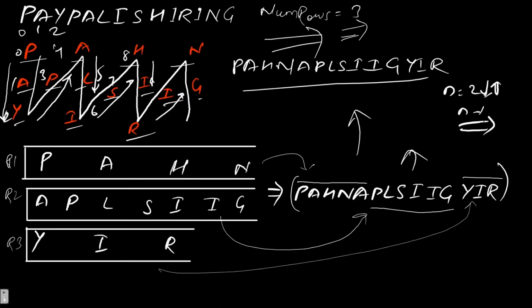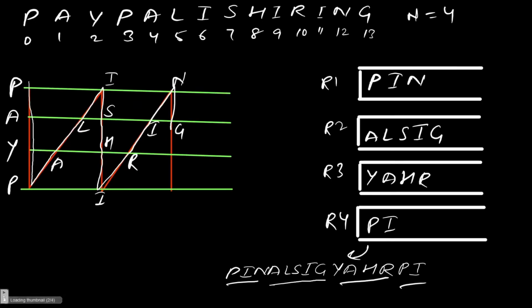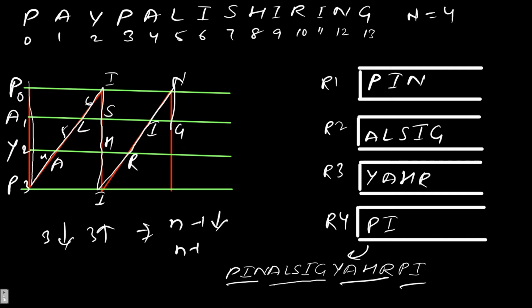Let's check the same for n equal to 4. We can see that from the zeroth character we are moving 0 to 1, 2, 3, three times downwards. Again we can check, we are moving upward how many times? 4, 5, 6, again three times upward. So we can say that we are moving n minus one times downward, and then n minus one times upward. And while we are doing this, we are placing all the characters in a row.